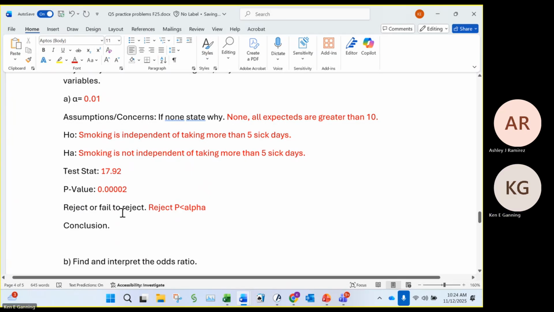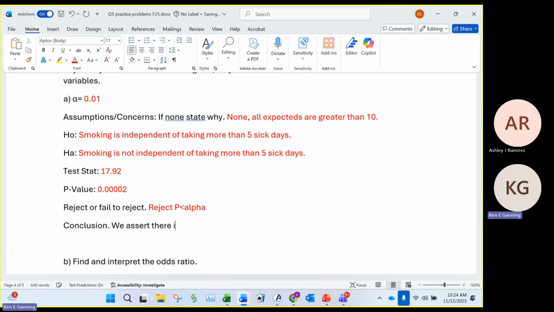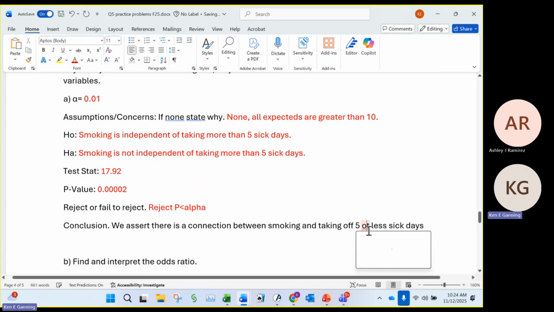Conclusion. We assert there is a connection between smoking and taking off 5 or less sick days.